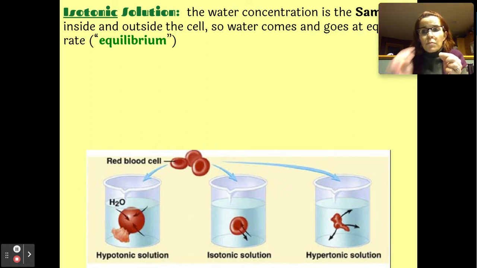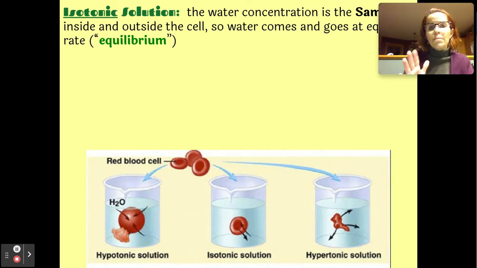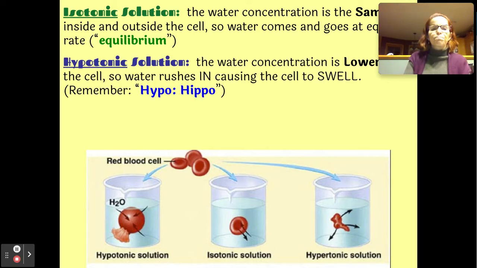And so take a look at the diagram. Do you see that sometimes water is escaping out of that red blood cell? But the same amount of water is entering the red blood cell. So that red blood cell stays the correct shape and it functions perfectly. In a human or in an animal, that's what we want, is for our blood cells to be in an isotonic solution.